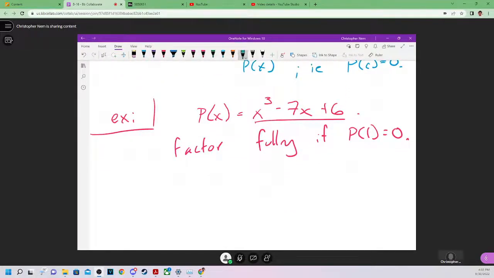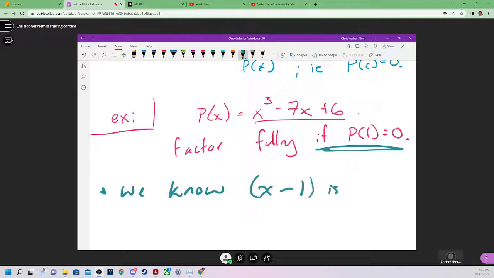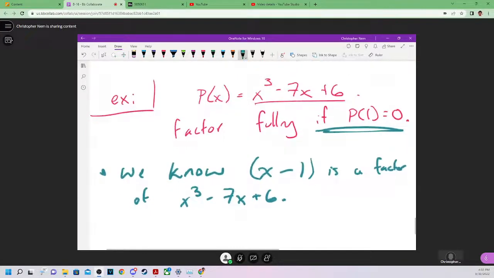And the way you want to deal with this, given this information, is that we know x minus c, or in this case x minus 1, is a factor of x cubed minus 7x plus 6. This means if I divide it out, I get no remainder. So let's divide it out now.